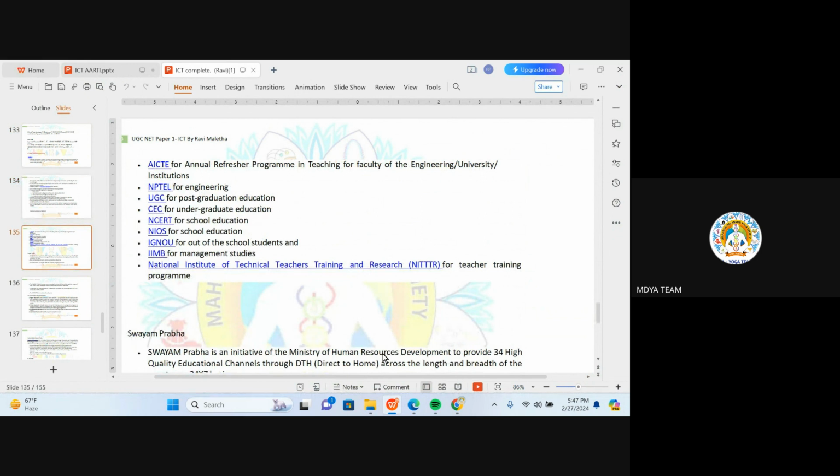Now there are nine national coordinators of Swayam. There is AICTE. You know the full forms.